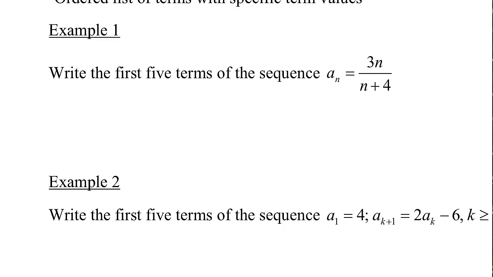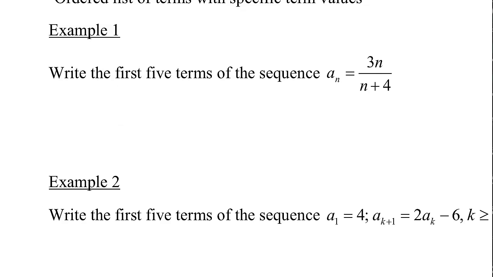So if I want to find my first 5 terms here, it's not asking for anything special. You don't even need to show that much work. You have 3 times 1 over 1 plus 4. For your second term, you have 6 over 6. So really, truly, I'm not even going to list out this much. But that is how I will find them. I'm just plugging in 1, plugging in 2, and so on and so forth.